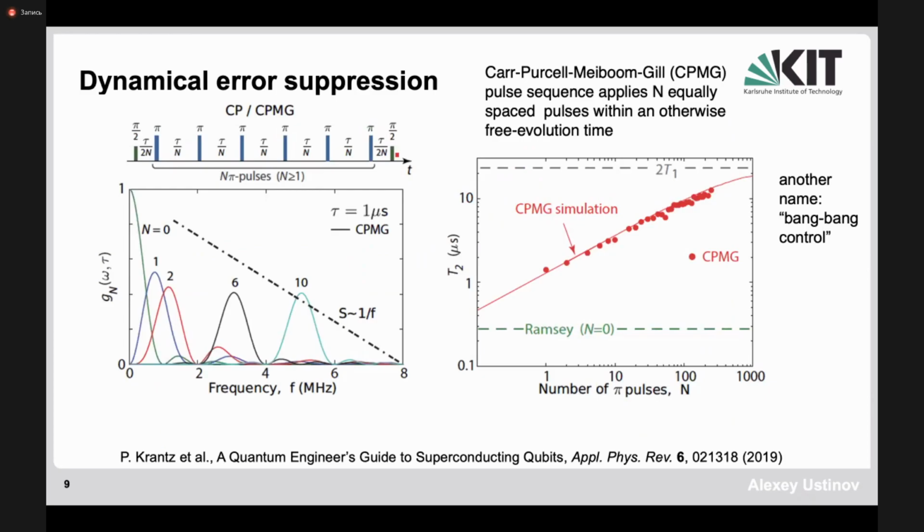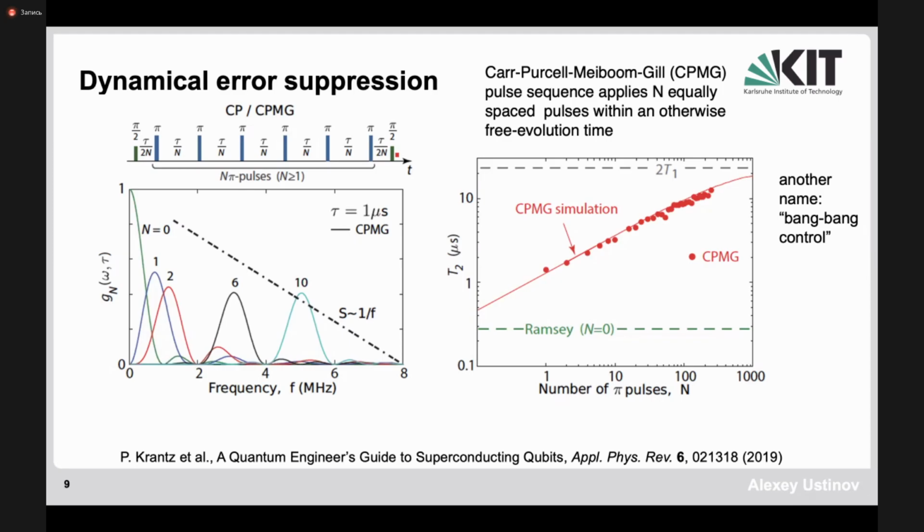There are different ways to suppress those errors. So one can use the echo, but it's not only echo. One can use multiple echo pulses, and this is the so-called CPMG, after Carr, Purcell, Meiboom, Gill. Sometimes people call this bang-bang control. Sometimes they simply call it multiple refocusing pulses. Basically, repeating these pulses many times cancels a particular frequency range of noise.